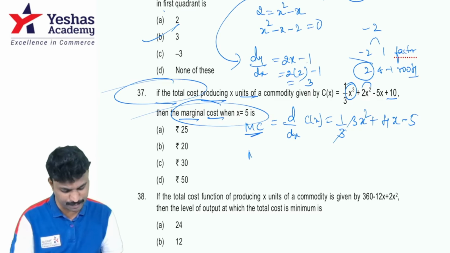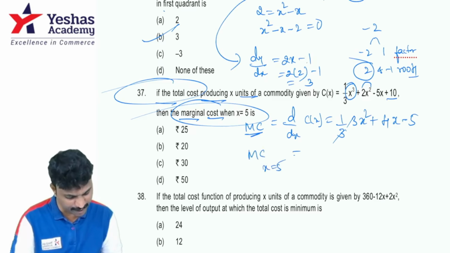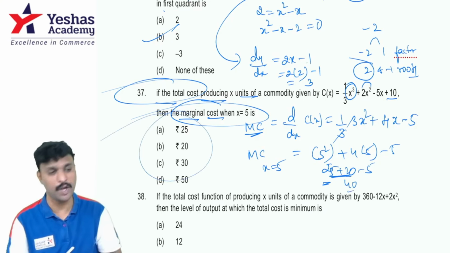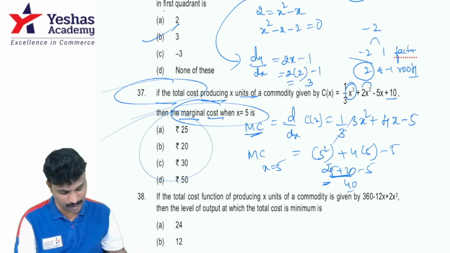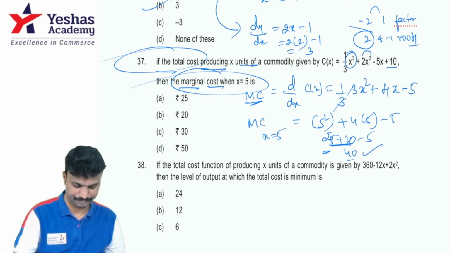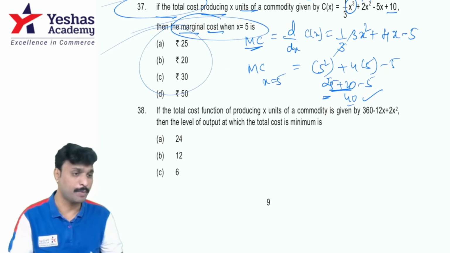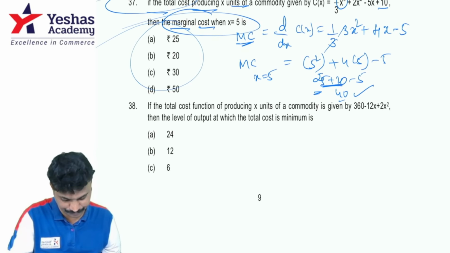Now we have to find the marginal cost at x equal to 5. If I put x equal to 5, 5 square plus 4 into 5 minus 5, it's 25 plus 20 minus 5. That fetches me how much? 45 minus 5 is 40. So none of the options is correct. So actual answer is 40. Is it clear? So options are wrong over there.